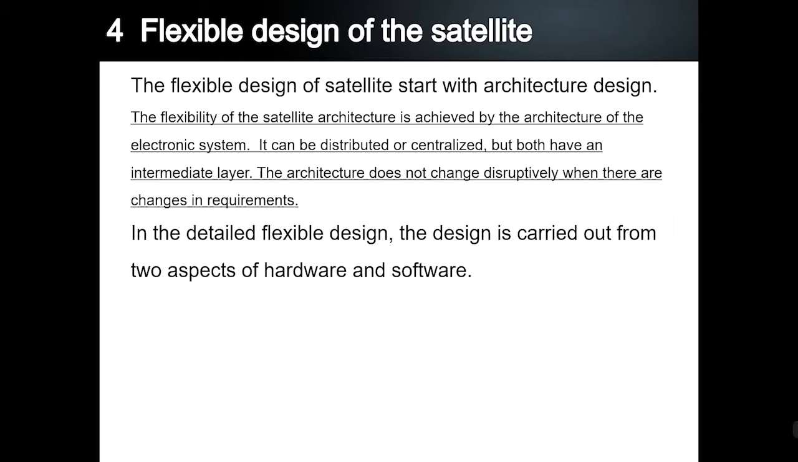Now, let's take a satellite as an example to analyze the flexible design. The flexible design of satellite starts with architecture design. The flexibility of the satellite architecture is achieved by the architecture of the electronic system. It can be distributed or centralized, but both have an intermediate layer. The architecture does not change disruptively when there are changes in requirements. In the detailed flexible design, the design is carried out from two aspects of hardware and software.